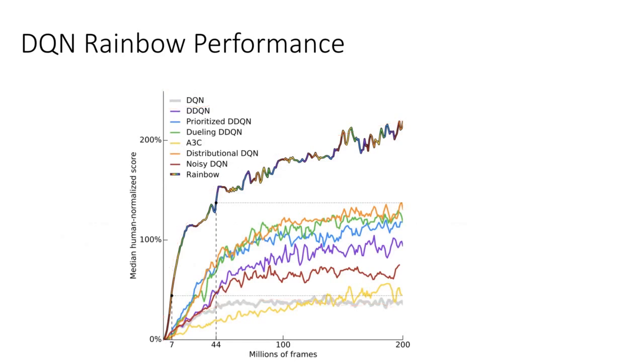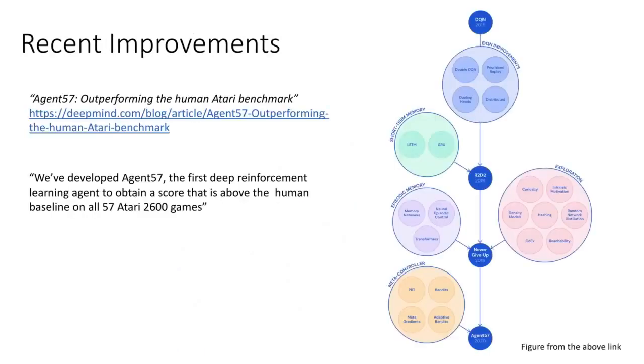You can see that within 7 million frames, this new algorithm achieved the best performance of the basic DQN. With 44 million frames, it achieved the best performance of all the other algorithms known at that time. And still this is increasing. It has not stabilized even after 200 million time steps. Okay. They didn't stop with that.